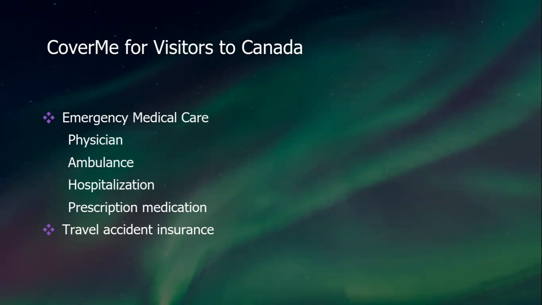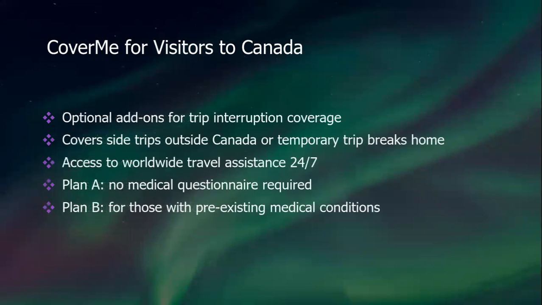Travel accident insurance is also included in this for loss of sight, limb, or life up to $50,000. There's also an optional add-on available for trip interruption coverage. This plan also covers side trips outside of Canada or temporary trip breaks home, provided they're less than 30 days, or 49% of the coverage days, whichever is less. And there are two plans. Plan A has no medical questionnaire required, and Plan B is for those with pre-existing medical conditions.